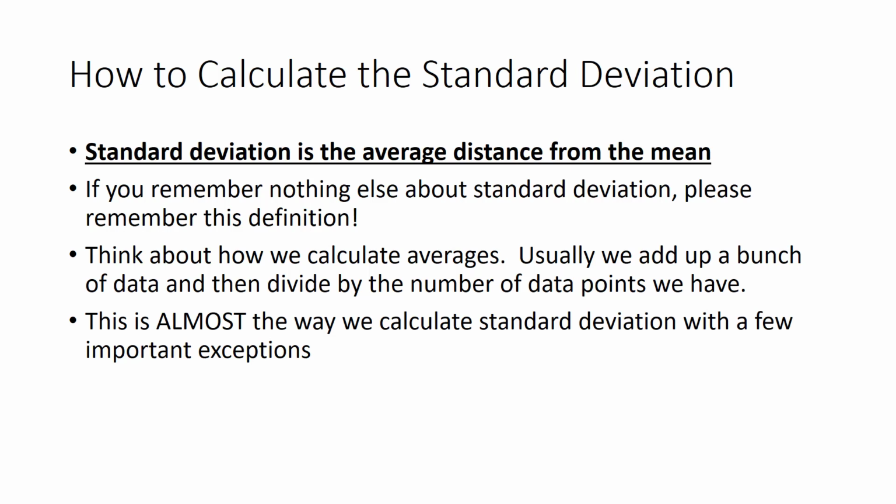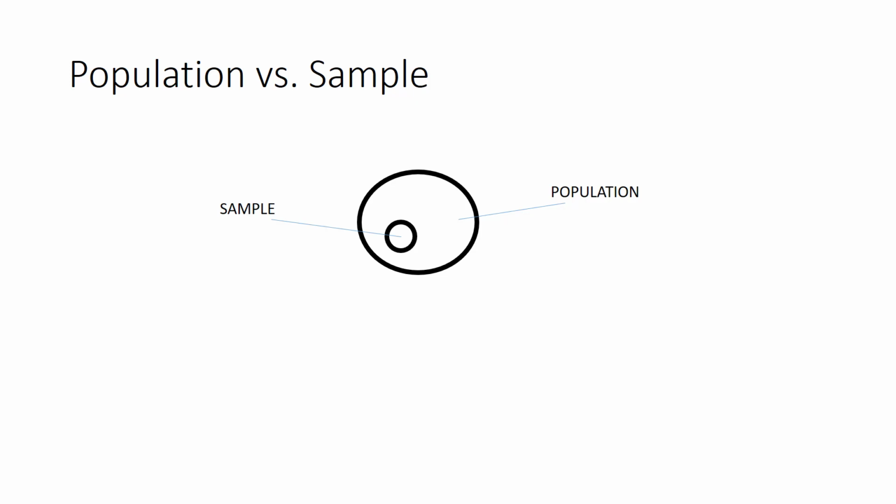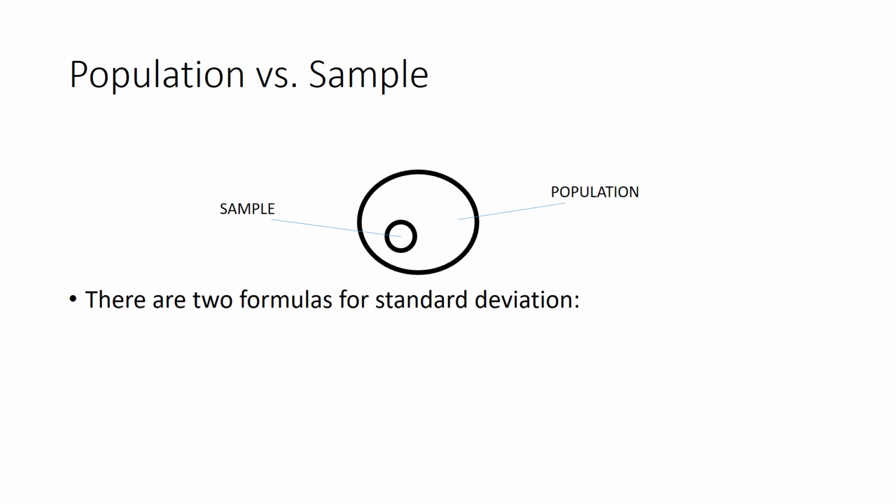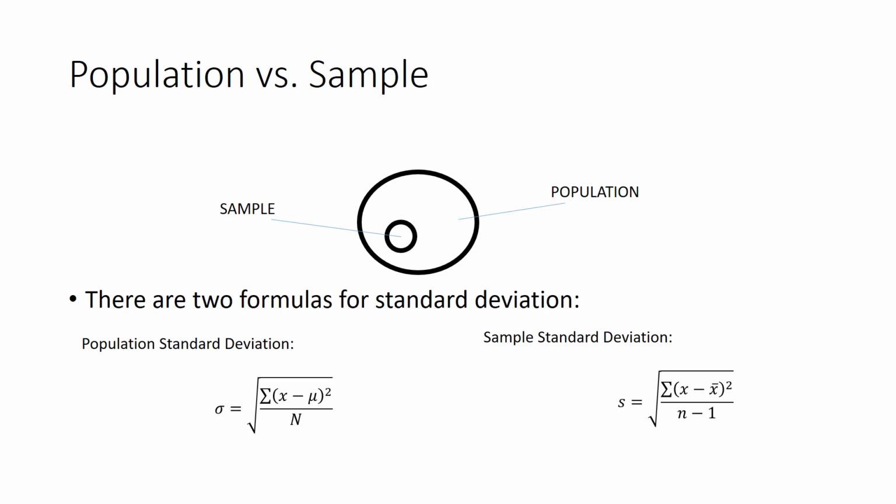So before I can give you the equation for standard deviation, I need to remind you about population and samples. A population, remember, is every member or every data point that we want to study, that we're interested in, that fits our criteria. Whereas the sample is a proper subset of that population. This is important because there are actually 2 different formulas for standard deviation that are going to give you 2 different values. There is a population standard deviation, and there is a sample standard deviation.